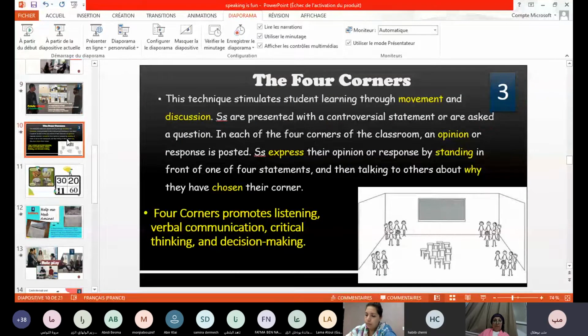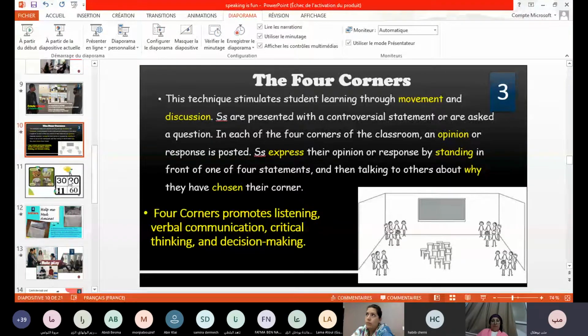I move to the 3rd one, the 4 corners. Now, as you can see in the picture, this is a classroom, and what we do is, if you like, I will read. This technique stimulates student learning through movement and discussion. So students are presented with a controversial statement or are asked a question. In each of the 4 corners of the classroom, an opinion or response is posted. Students express their opinion or response by standing in front of one of 4 statements and then talking to others about why they have chosen their corner. The 4 corners promotes listening, verbal communication, critical thinking, and decision making.